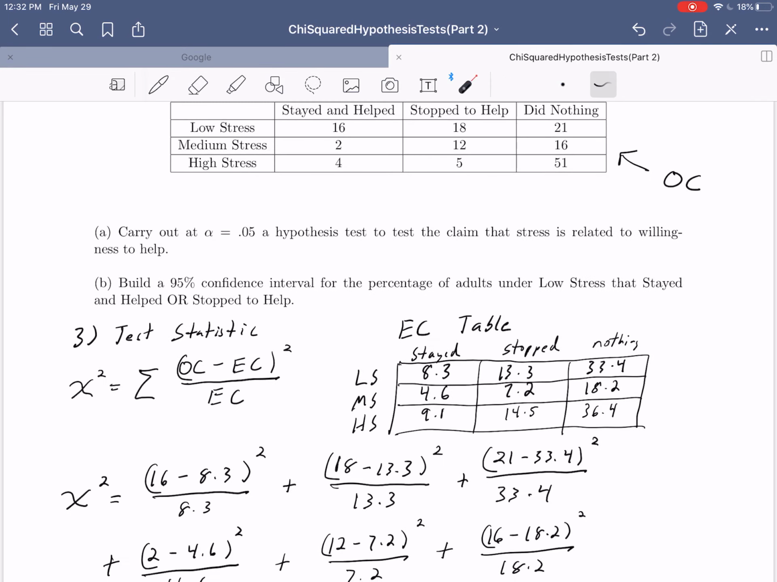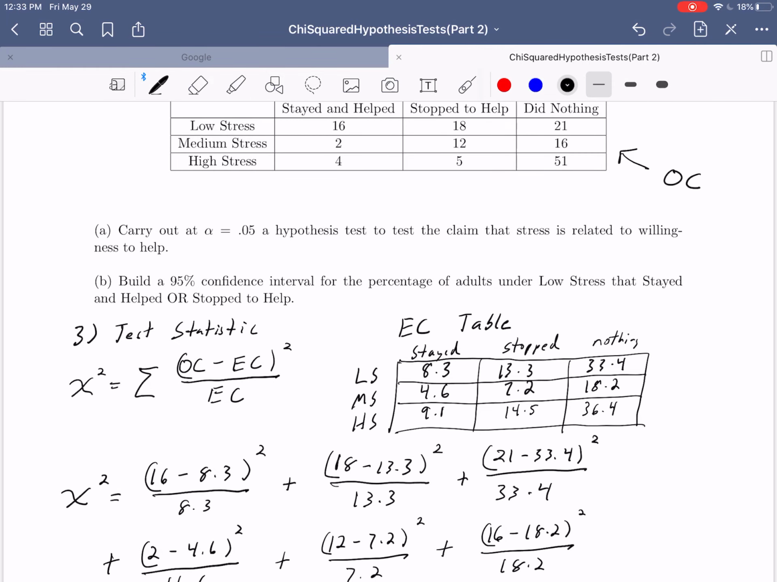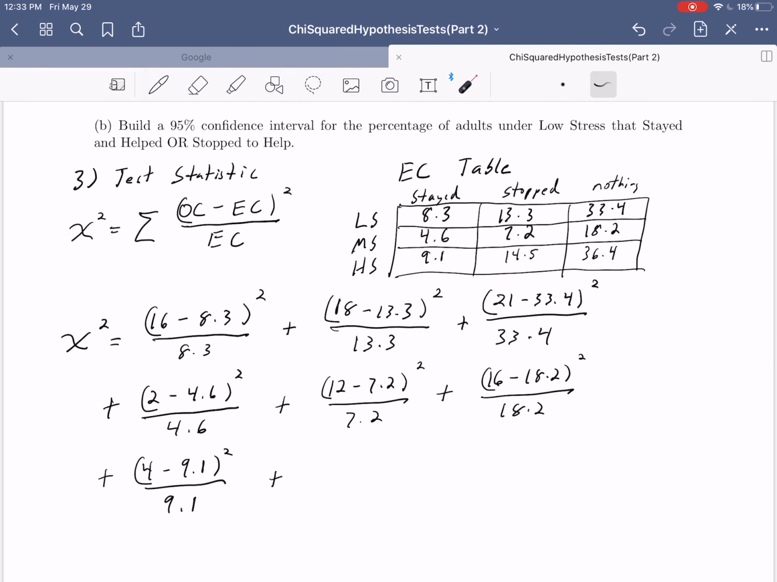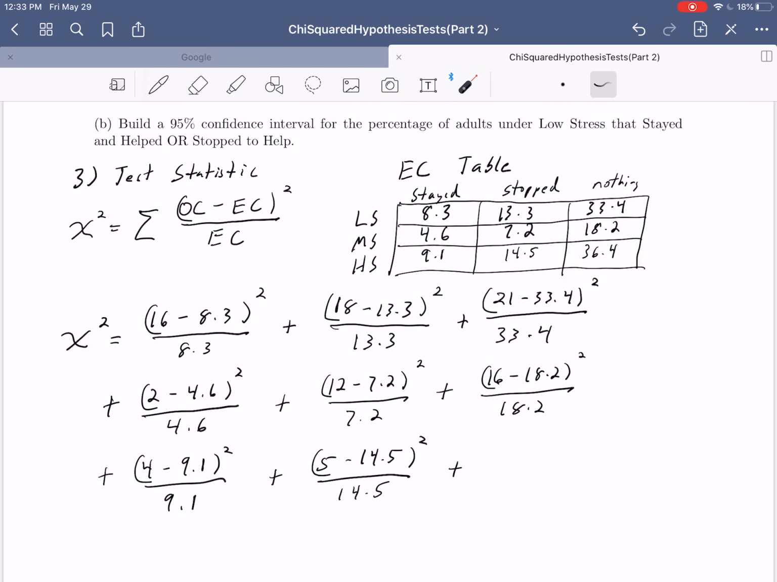Plus, now bottom row, observed 4 versus an expectation of 9.1. So 4 minus 9.1 squared over 9.1. Plus, observed 5 versus an expectation of 14.5. So 5 minus 14.5 squared over 14.5. Plus, finally, observed 51 versus an expectation of 36.4. 51 minus 36.4 squared over 36.4.